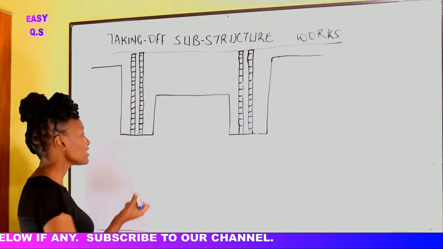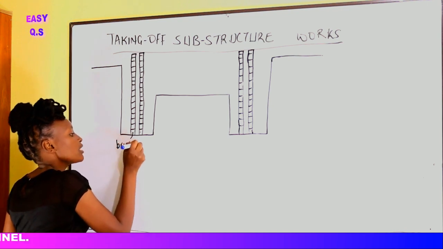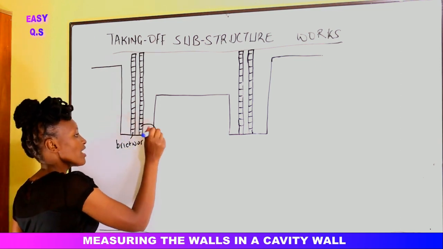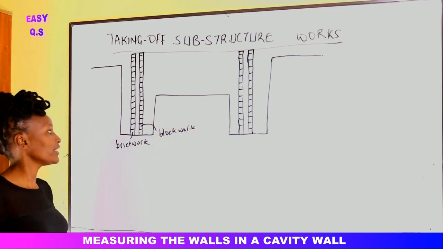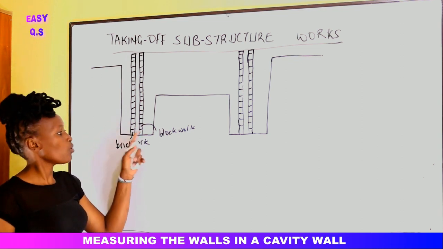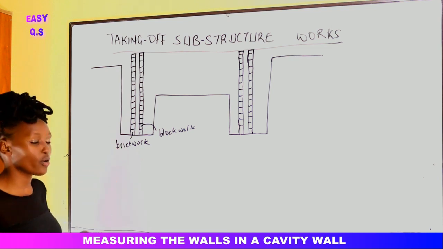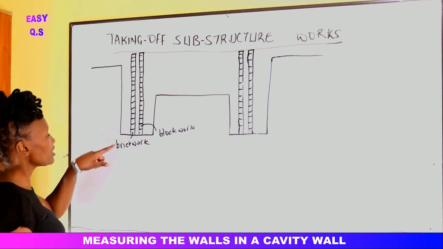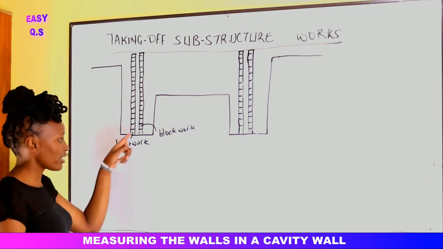Alright, so this external skin here, it's made of brickwork. That one is the one that usually has the bricks for a good finish. Then inside here we have the blockwork. So once we have a cavity wall and it has two skins, one for the brickwork outside here, then blockwork inside here, we need to measure for when we are constructing. And once we are taking off so that you can come up with a bill of quantity, we need to measure the areas of the brickwork and the blockwork.